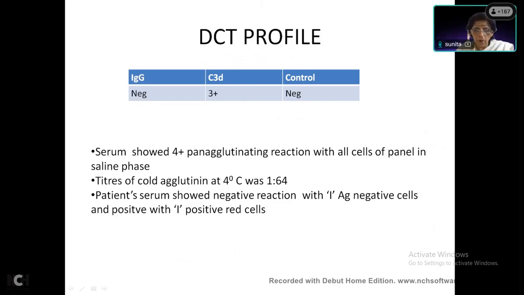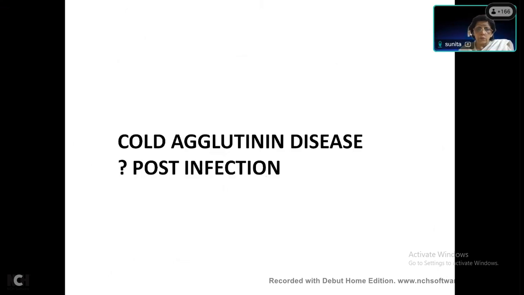Normally, small i and capital I antigens are present on the red cell. Small i is present on the neonates or up to say 12 months or 18 months, and then it changes into capital I in the adult. So most of the adult red cells are I positive. So these antibodies are usually directed against the capital I antigen, and the titer is important, which is about 1:64. So the diagnosis is cold agglutinin disease, query post-infection.